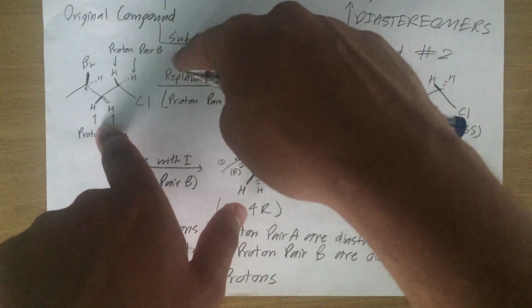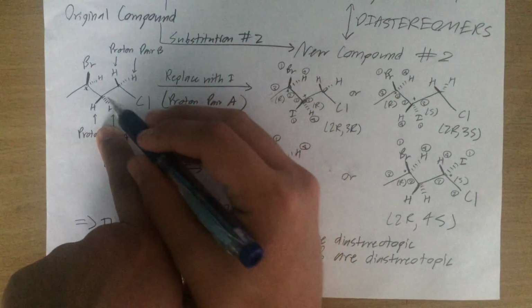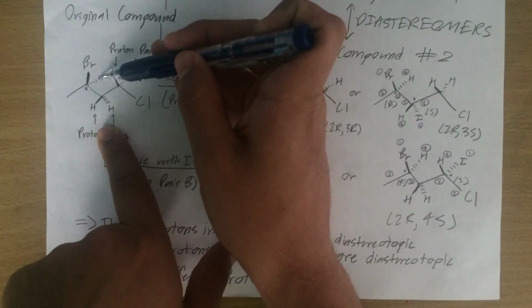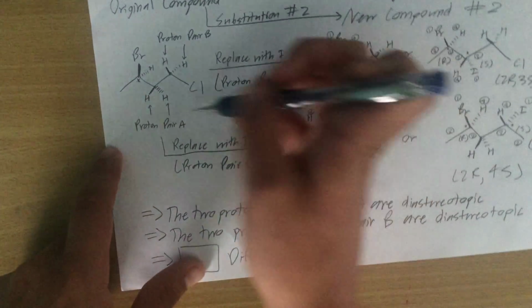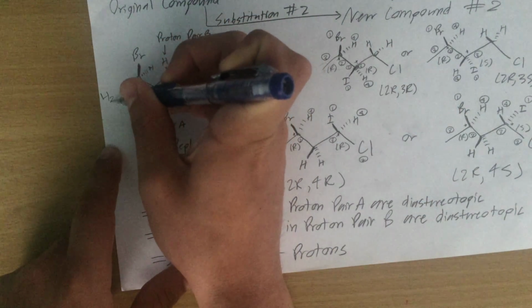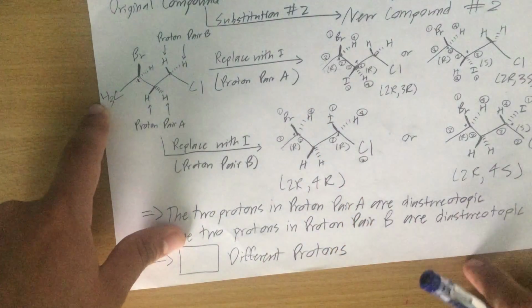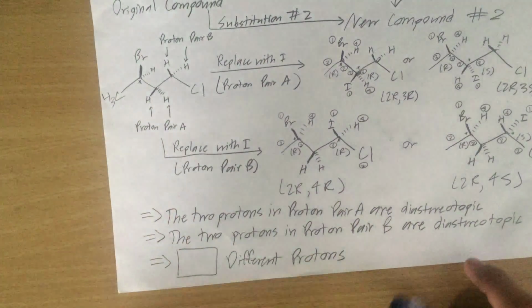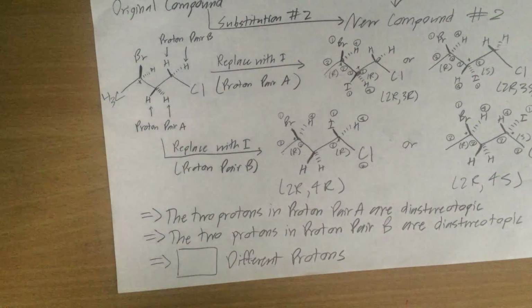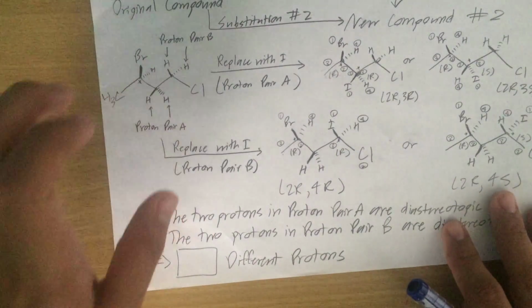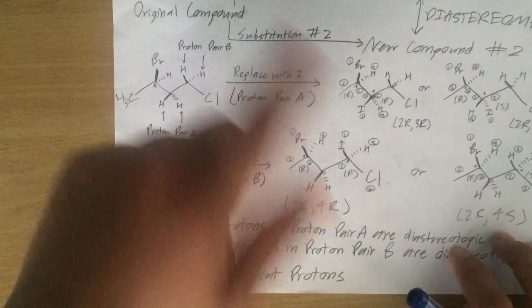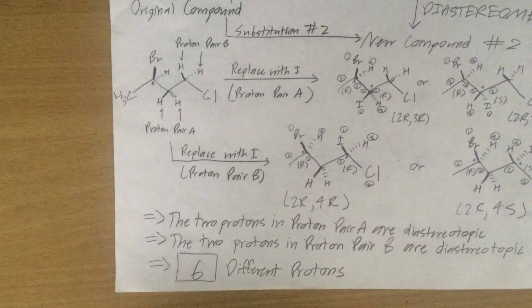Here we've got 4 different types of protons. What about this one? This one's also different from all these, right? So this would be 5, and then finally you have your CH3 methyl group. Now these protons are not diastereotopic. They are chemically equivalent. You can do the substitution test to figure that out. So you have 1, 2, 3, 4, 5, 6 different types of protons, okay?